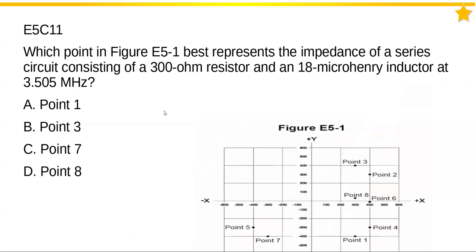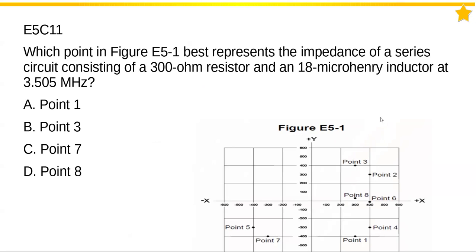At which point in E5-1 best represents the impedance of a series circuit consisting of a 300 ohm resistor and an 18 microhenry inductor at 3.505 megahertz? So we know we go over 300, and now we have three options, point 3, point 8, and point 1. Well, point 1 doesn't apply because it's inductive, right? So it's got to be point 8 or point 3. So which one is it?